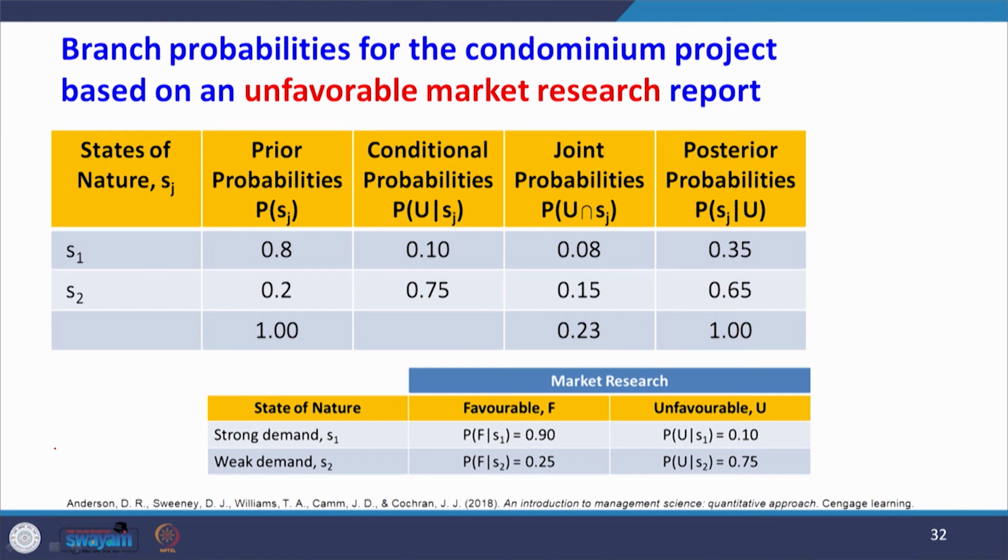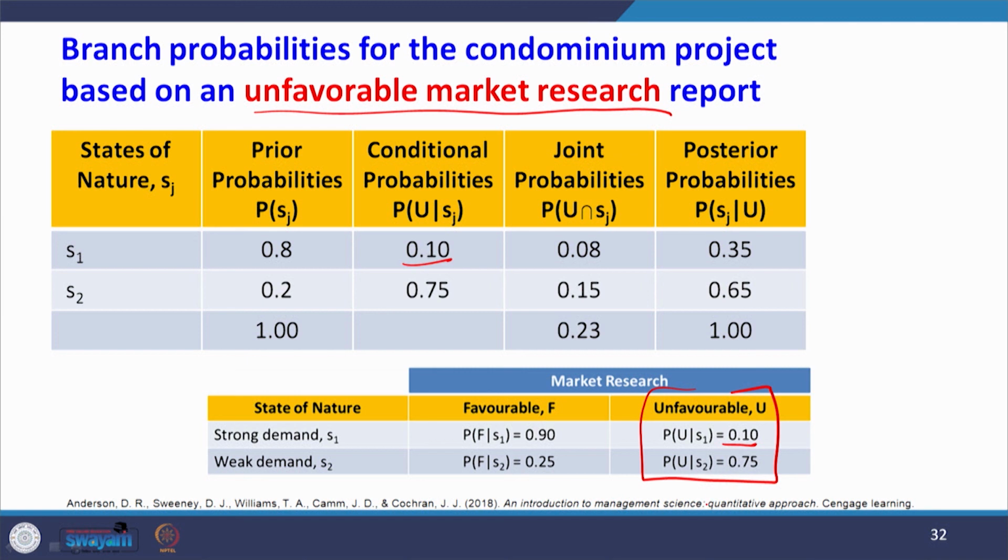Now, finding the branch probabilities for the condominium project based on an unfavorable market research report. Like what you have done for the favorable market research report, the same procedure has to be followed. First, you enter the states of nature, then the prior probability. Now, the conditional probability P of u given Sj. What is the meaning of this? When the actual demand is strong demand, what is the probability that the company will provide an unfavorable report? 0.10, that I have written here.